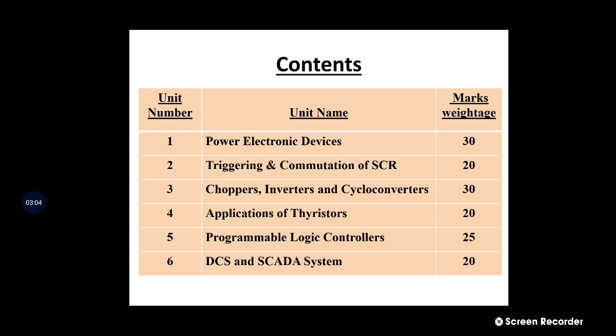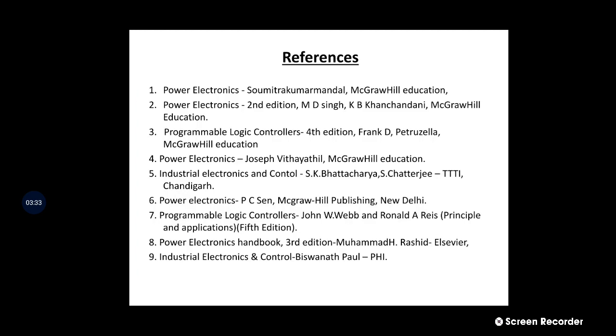Here we can observe that units 1 through 4 are a part of power electronics, and unit numbers 5 and 6 come under PLC, Programmable Logic Controller. So it is a combination of power electronics as well as PLC. As usual, these units carry totally 145 marks. These are the reference textbooks. You can go through this.